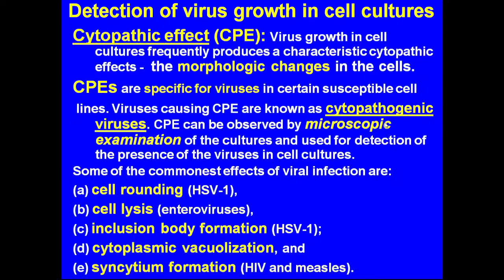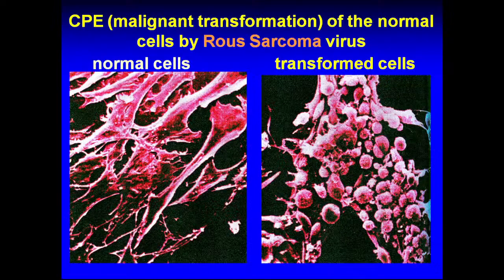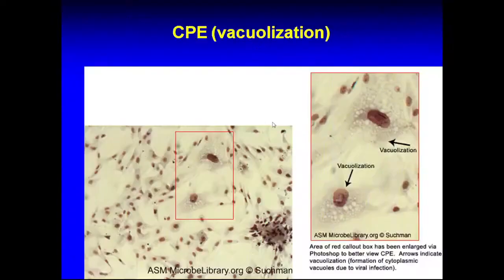So how can we detect the presence of the virus in the cell cultures? The basic idea is to check the cytopathic effect, because virus growth in the cell cultures frequently produces characteristic effects, changes in the morphology of the cells. You can see these different types of cell rounding. So let's take a look. For example, that is oncogenic transformation that may occur as a result of Rous sarcoma virus growth. So cell proliferation is the cytopathic effect.